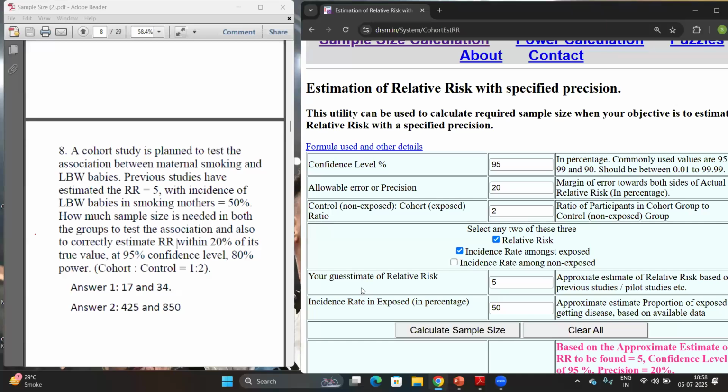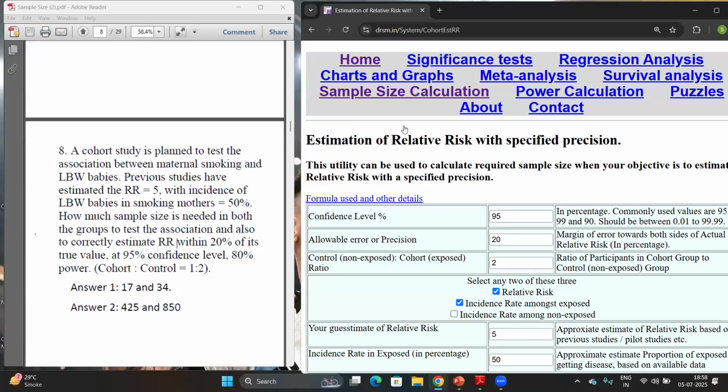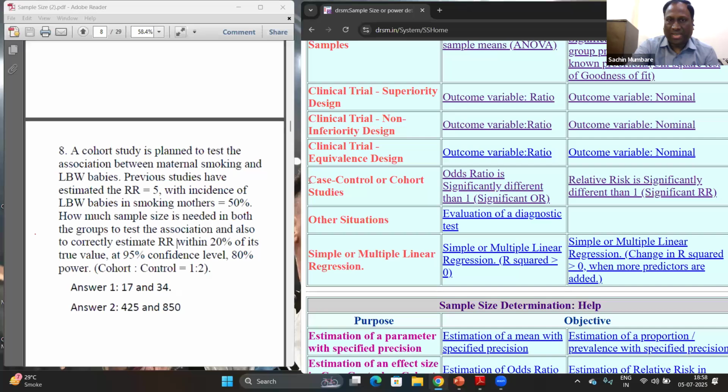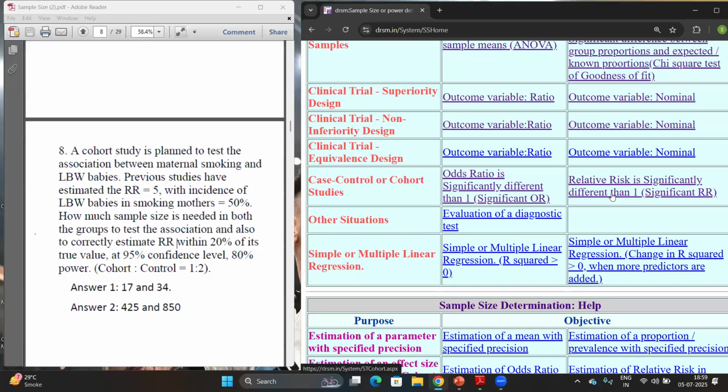Whether there is a significant association. So for this, I will go to case control or cohort studies here, and the relative risk is different significantly than one. Clear? Yes, sir.